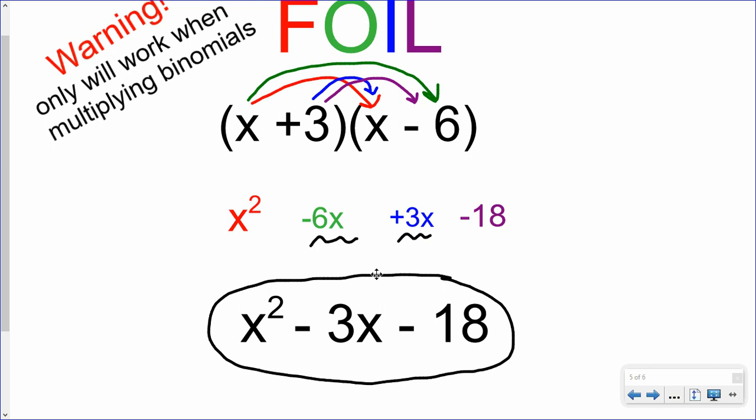Just be careful because FOIL does not always work. You can only use it for multiplying binomials together. So please, please, please be aware of that.